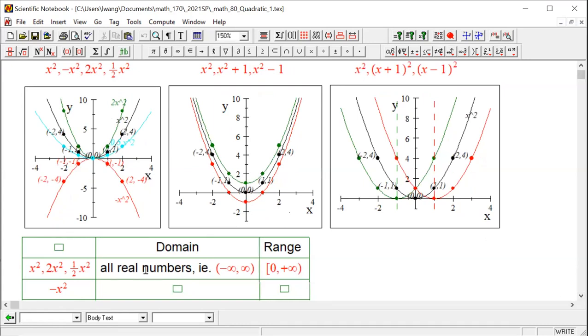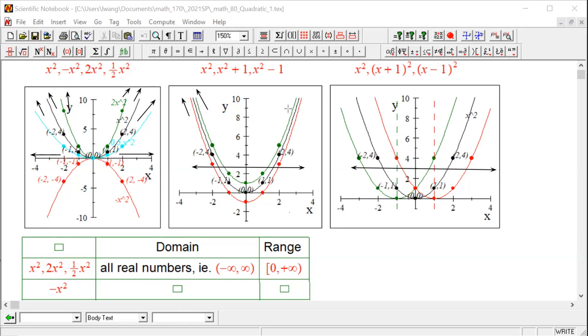are, the domain is all real numbers, right? Because horizontally, these curves span in both directions, from negative infinity to positive infinity. So all of these have the same domain. And these curves will go indefinitely in both directions.